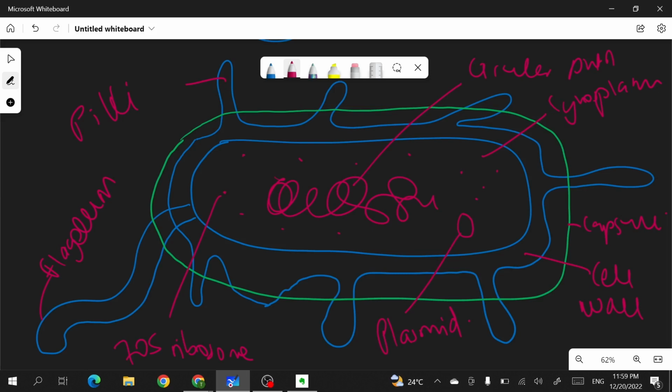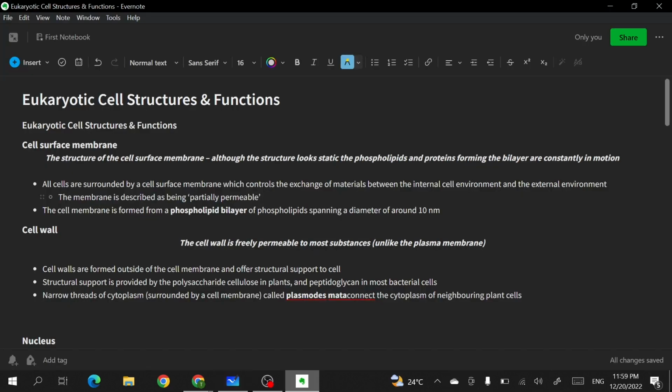I need you to remember bacteria are prokaryotes. Now let's see, I've made short notes. I've searched for it. There are short notes for eukaryotic cell structure and function. Otherwise I have to note it down with my pen, my stylus, one by one.